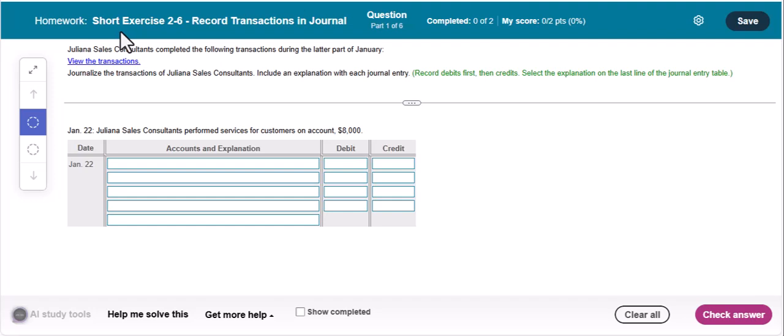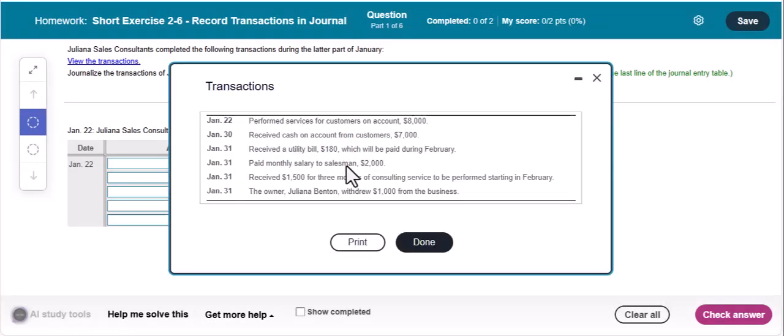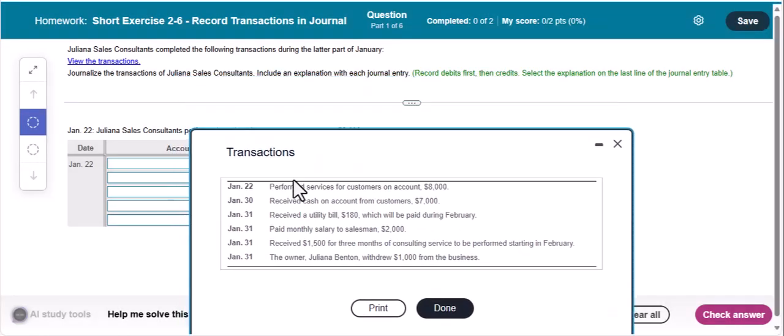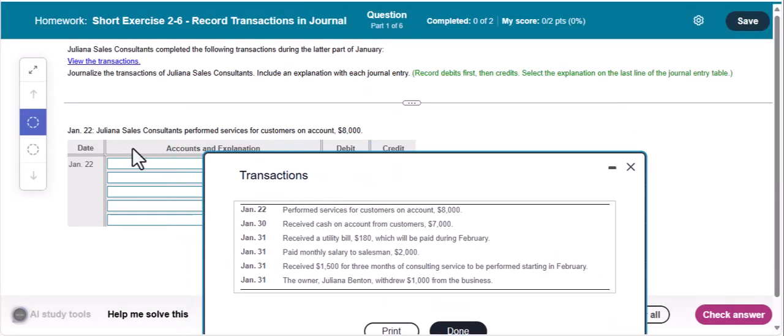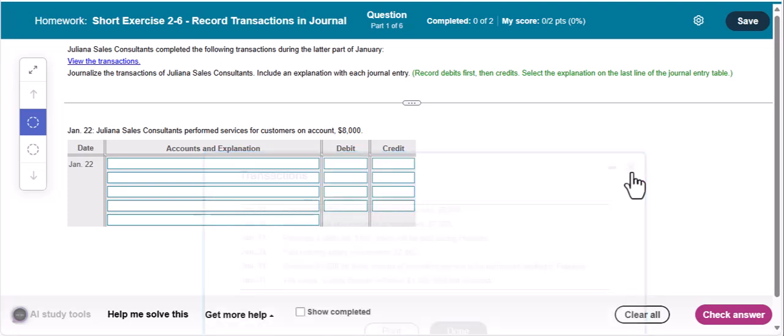Short exercise 2-6, record transactions and journal. Juliana Sales Consultants completed the following transactions during the latter part of January. So we can click here to view the transactions, and each of them are actually listed above each journal entry here, so we don't need this open.